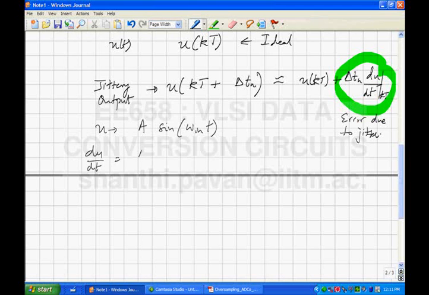du by dt is basically A omega n cos omega n t. So what is the mean square value of the error? It's the average value of delta t n times du by dt, so this is A omega n cos omega n t sampled at kT.